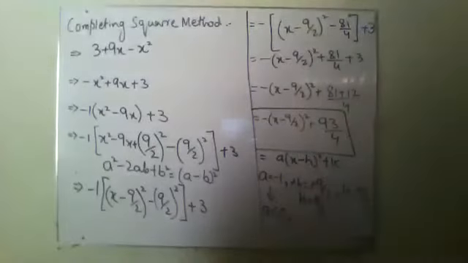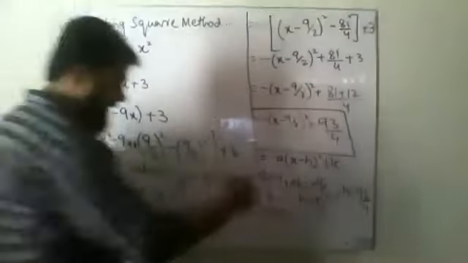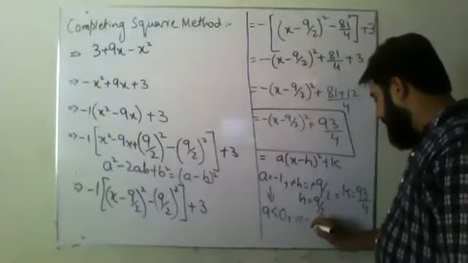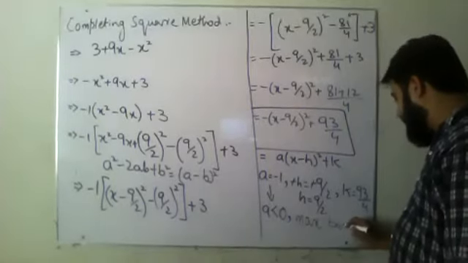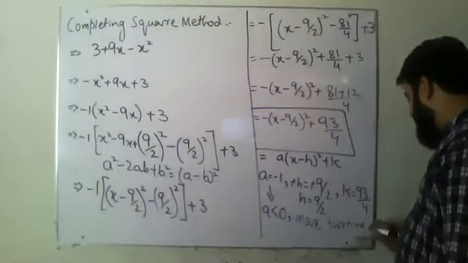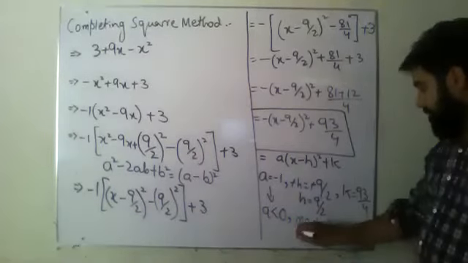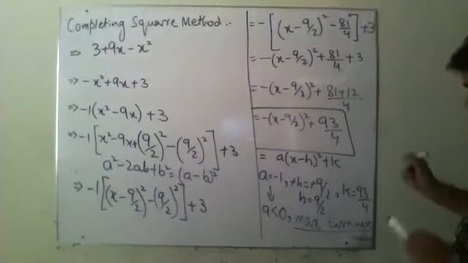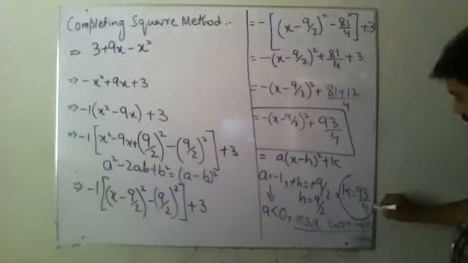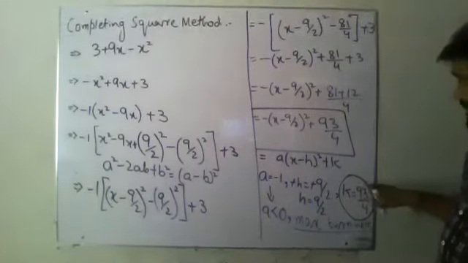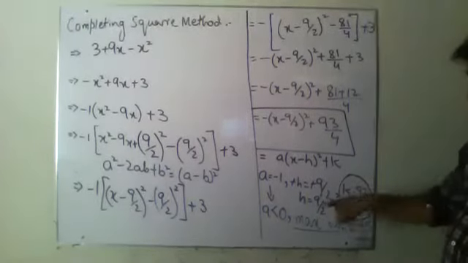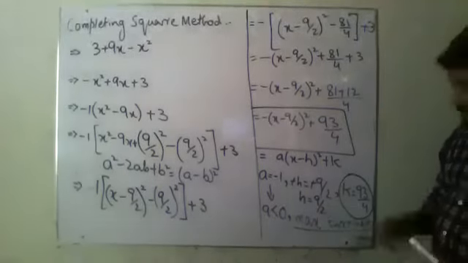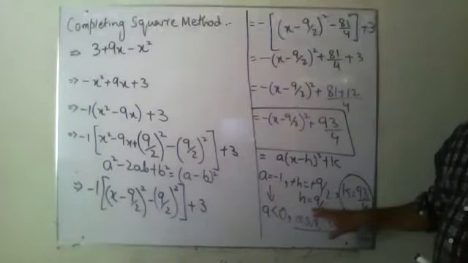A is lesser than 0. So if a is coming lesser than 0, it means I will have a maximum turning point. My turning point will be at maximum. And k will represent the y value, which will be the maximum value of the curve, and h will represent the corresponding value, which is also the value of x.